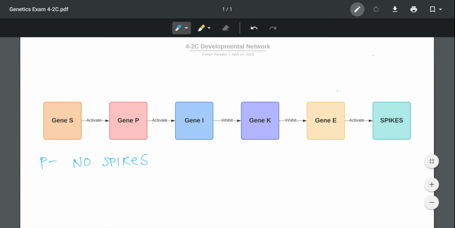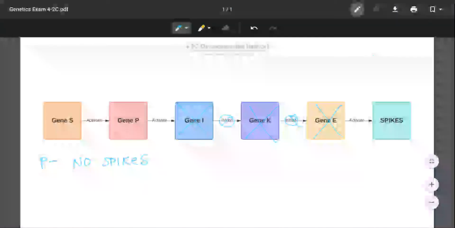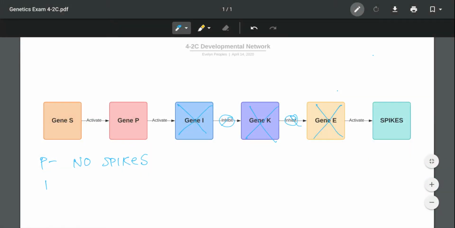In the chance that the I gene is mutated, that means that it's not going to function properly and it will not be able to inhibit the K gene, which means that the K gene won't be able to inhibit the E gene, and that means E cannot activate the spikes. So therefore, when gene I has been mutated, we are not going to have any spikes on our spiny beetle.